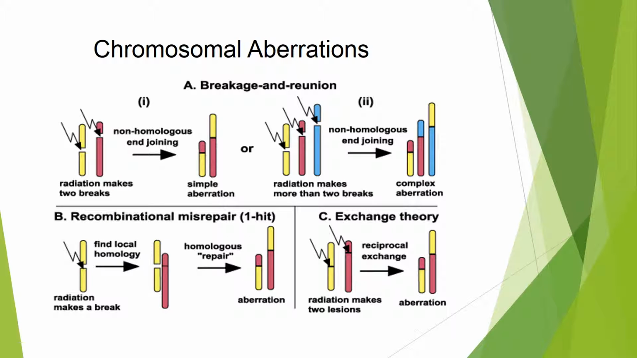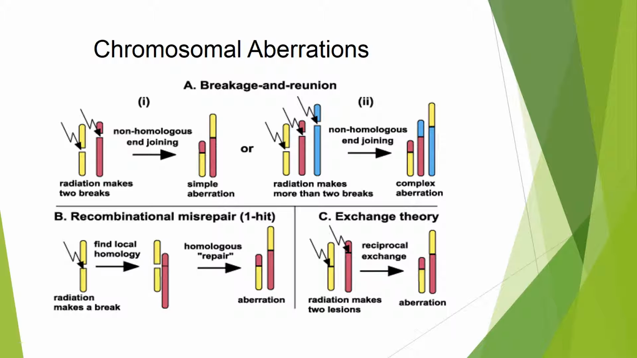So, different chromosomal aberration examples. We have 4 right here. First, we have radiation that makes 2 breaks, and this results in non-homologous end joining and a simple aberration. Or radiation may make more than 2 breaks, which will result in a complex aberration. So those 2 examples would be breakage and reunion.